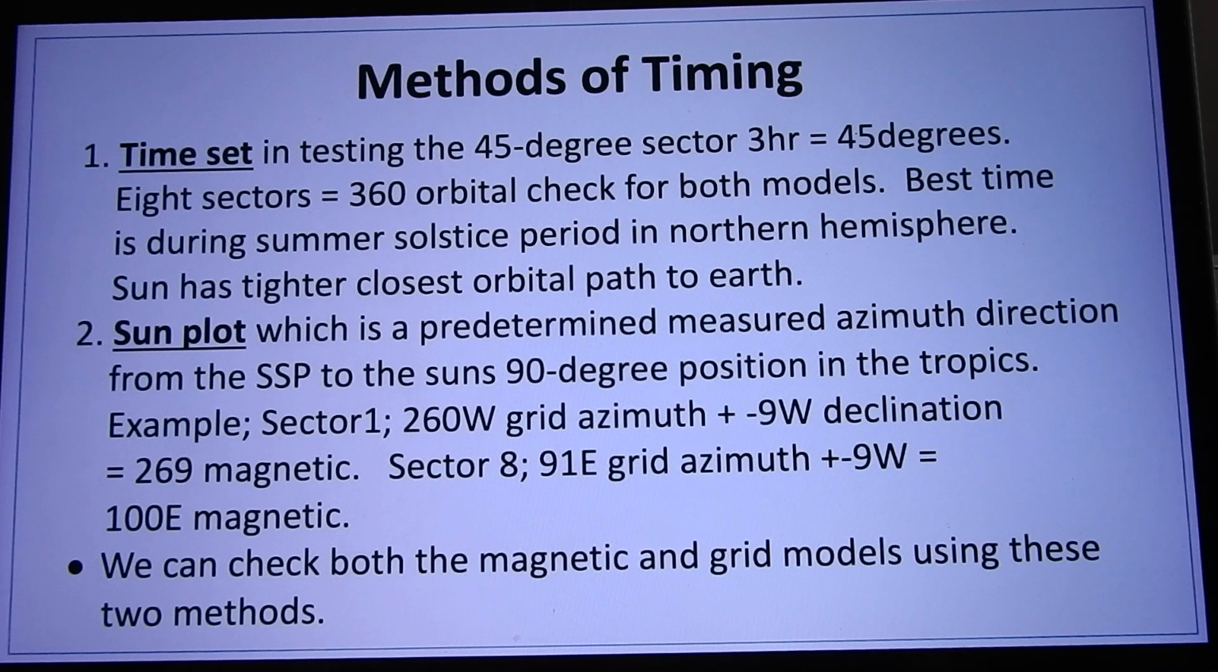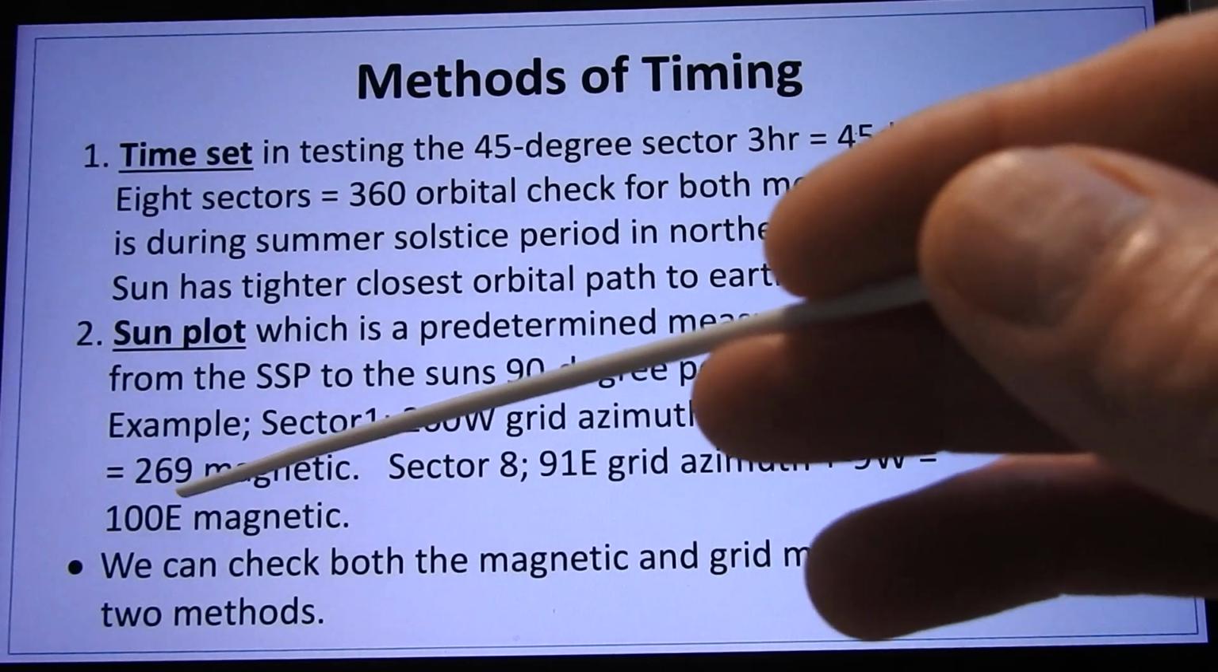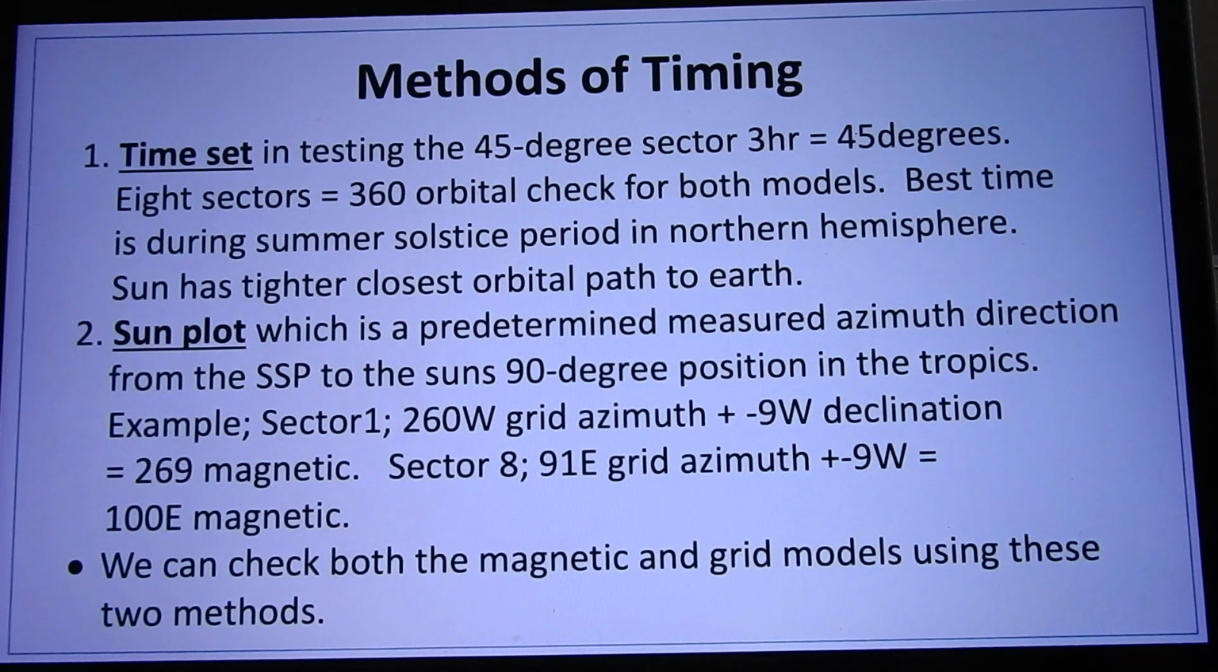Sector 8 the following morning would be an easterly, again 91 degrees easterly grid. We're talking about grid map azimuth, digital map. We would be 45 degrees from our position to the sun's 90-degree position in the tropics. Then we have to add, to get our magnetic, add a 9-degree negative westerly, which would be equal to 100 degrees easterly magnetic. What we physically do is orient our orienting station on 100 degrees easterly magnetic, and then wait for that sun to come center mass, take the vertical angle reading and the time of measurement.